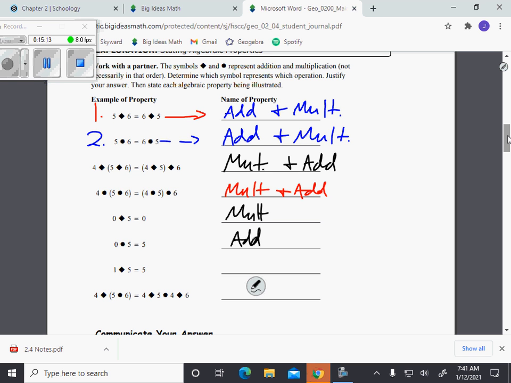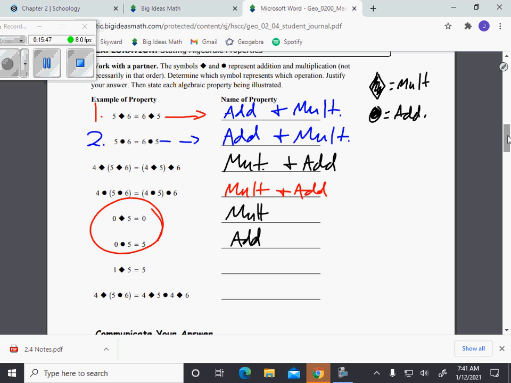So we can say that diamond equals multiply, and circle equals addition. Did you have to do all these steps up here to solve for that? No. You could have gone right to these two and figured it out. And that's what the question asks. It just said, what do those symbols represent? And then justify your answer.